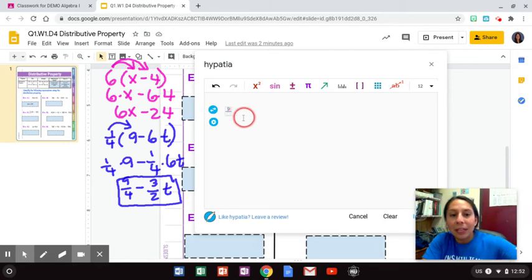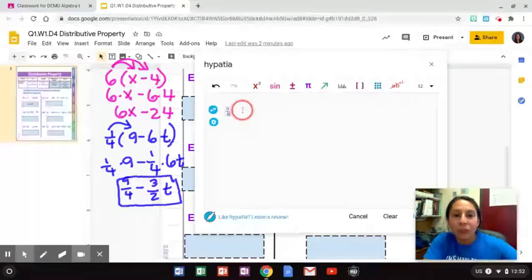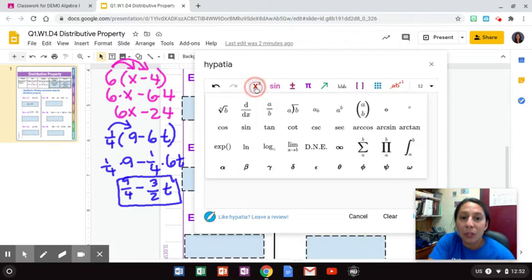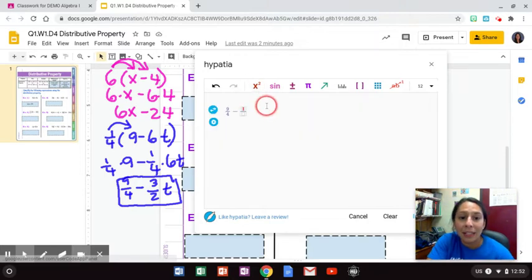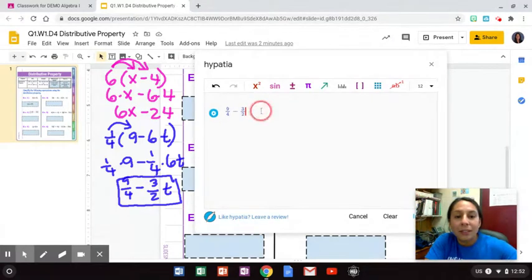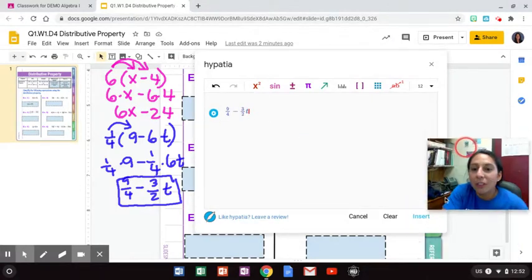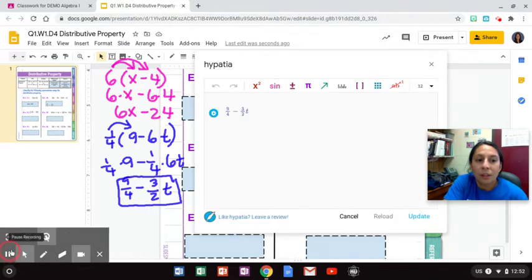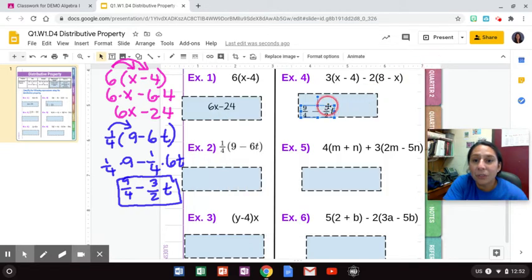So I'm going to input my answer, which was 9 over 4 minus, and now I have another fraction, so I'm going to go back and put a over b again so I can input my next fraction, which is 3 over 2t. Once you have that, all you have to do is click insert. Once it has inserted it, you can go ahead and close out of this, and you'll notice that it just dumped it right here. So I'm going to grab it and I'm going to drop it into example 2 because that was my answer for example 2.